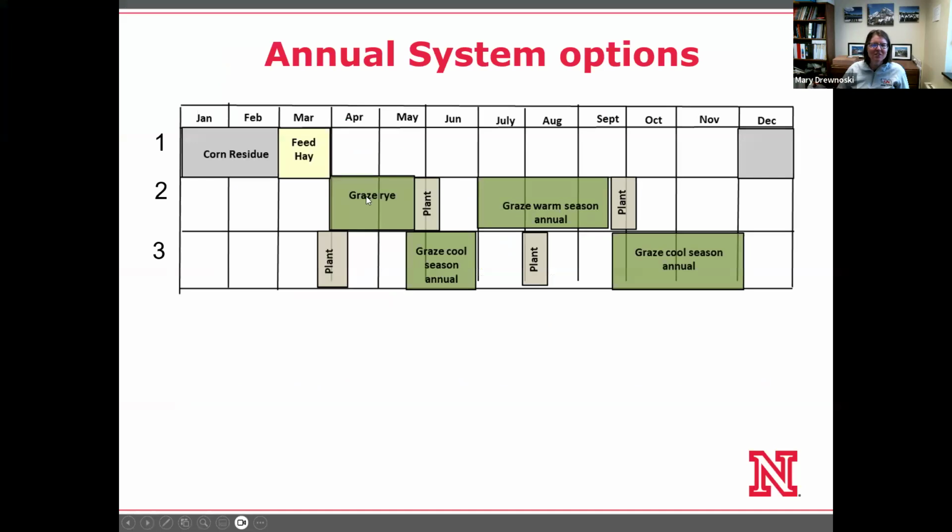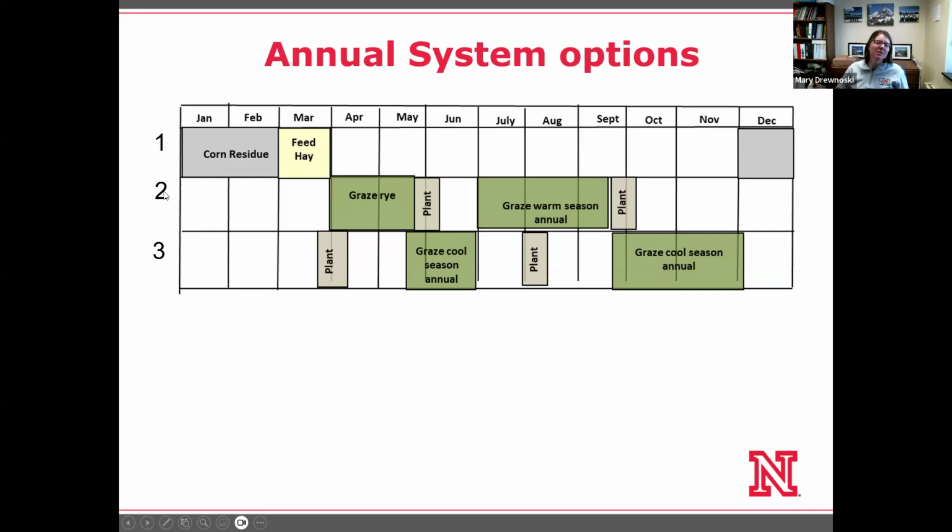Okay, with that, let's talk about a few annual forage system options. So this first one here, I kind of have 3 fields. One field was a field that we were in corn, and so we're using it for corn residue in the winter. I know we're probably going to be in a dry lot here in March. People don't like their cattle out on stalks in March. I will tell you that it's not causing compaction like people think, but that's for another day.